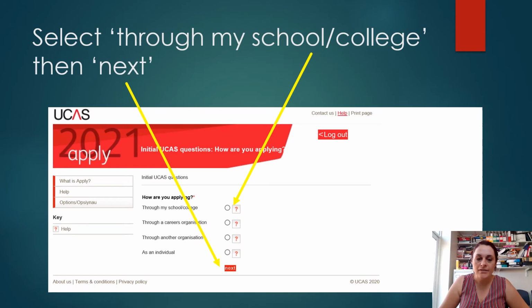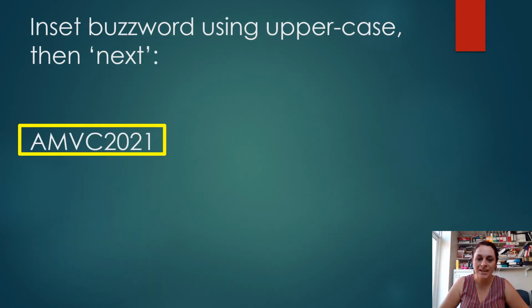Okay, so then you'll be taken through to the how are you applying stage. Now, in order for us to support you, because obviously we will be taking you through your application, writing your reference, doing your predicted grades and all of the rest of that, you need to select the through my school or college. Now, you will then be asked to insert your school and college's buzzword, which links you to us.